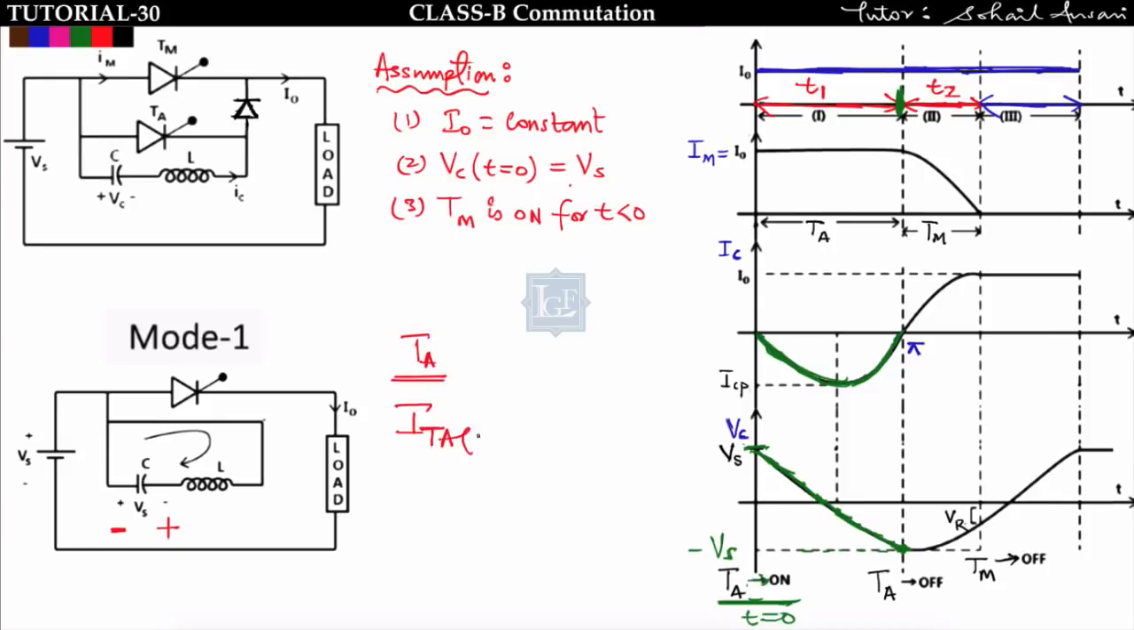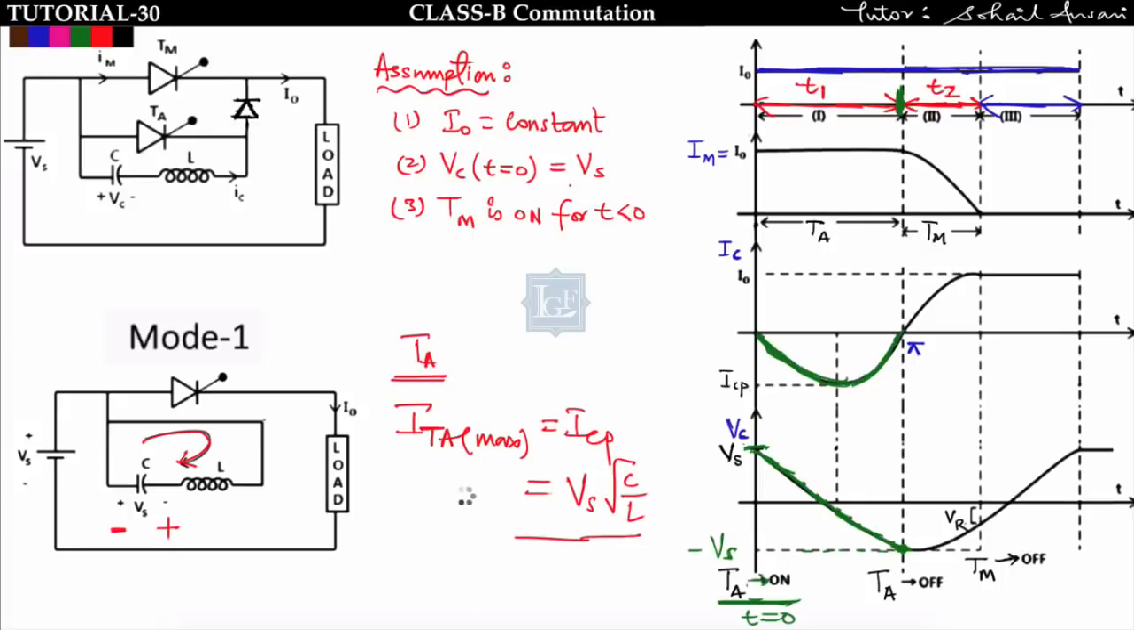So what will be the ITA max? The maximum current flowing through this auxiliary thyristor will be ICP only. We have seen the current equation, ICP is equal to Vs under root C by L. I will take the modulus because the thyristor won't allow the reverse current. I am assuming IC current is flowing like this, that's why the current I am getting is negative. But in the actual scenario, the current is flowing in the clockwise direction. So ITA max will come out to be ICP, that is equal to Vs under root C by L.